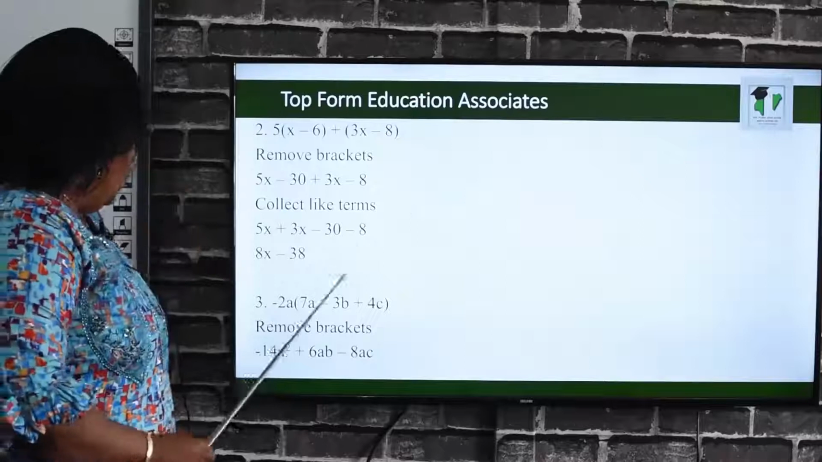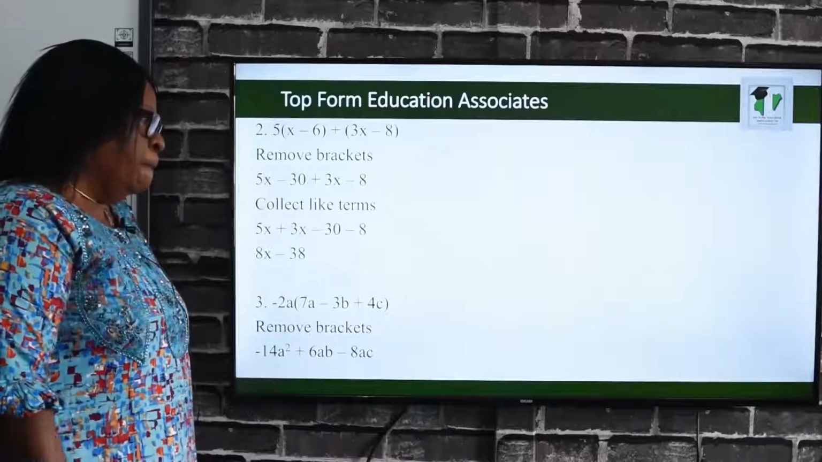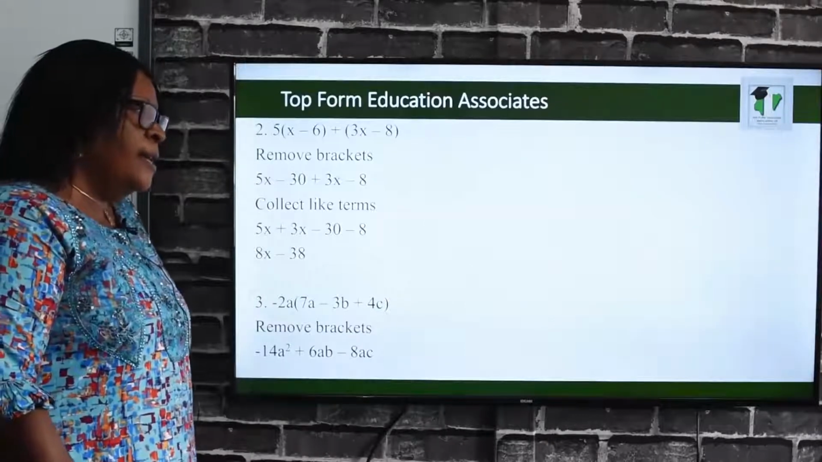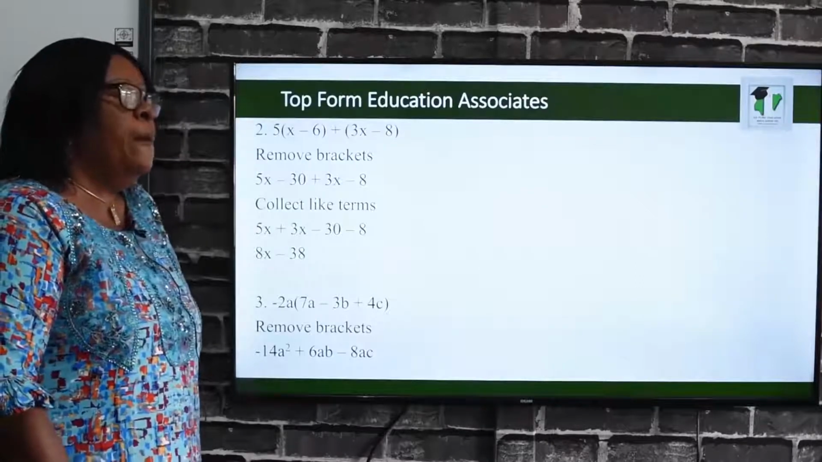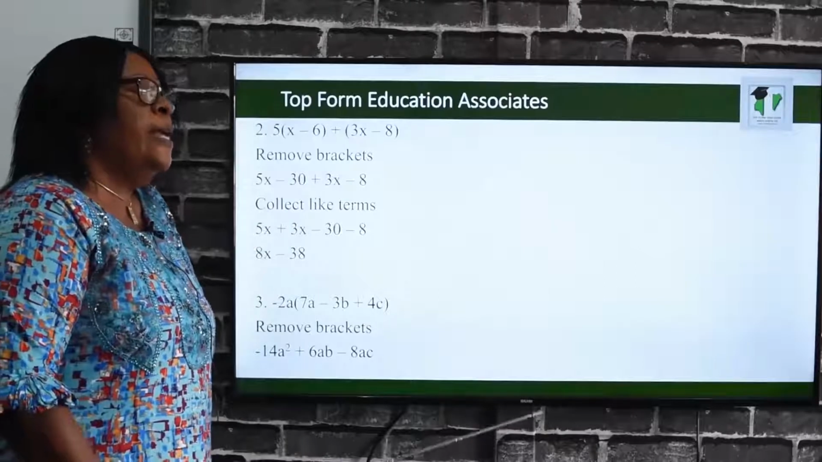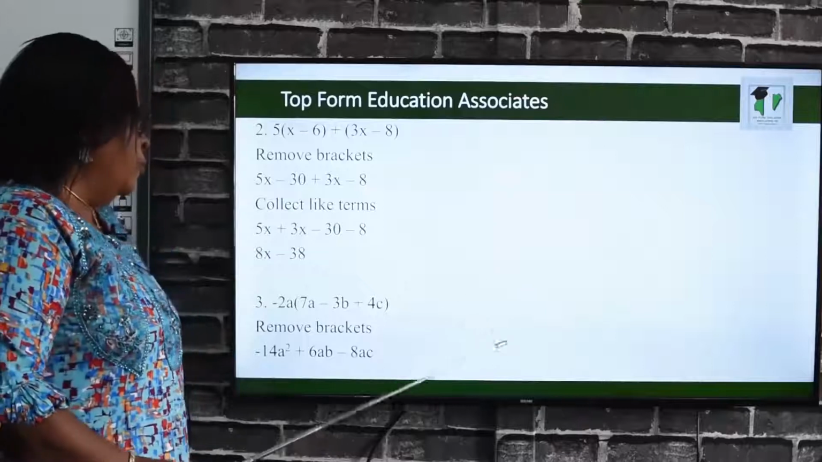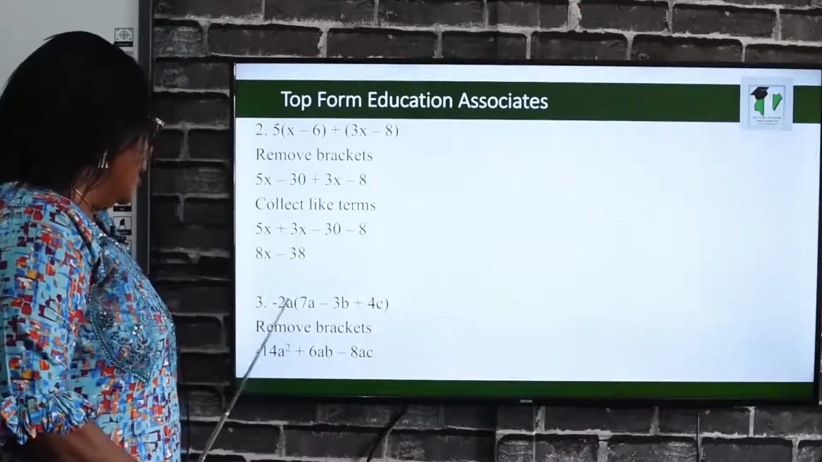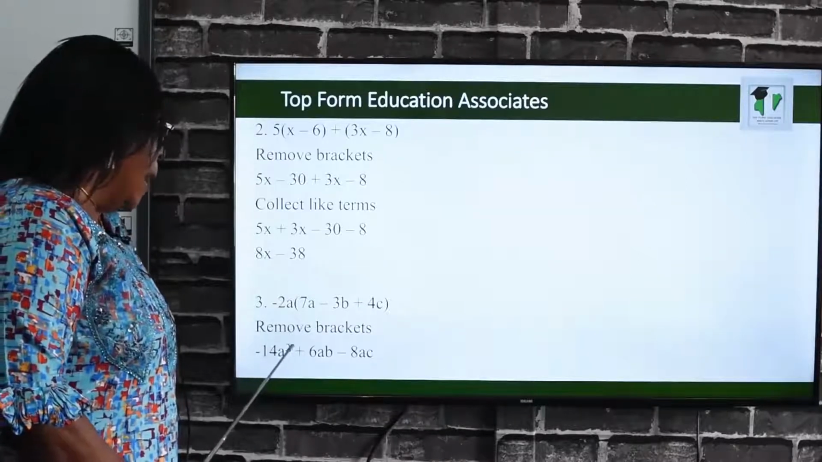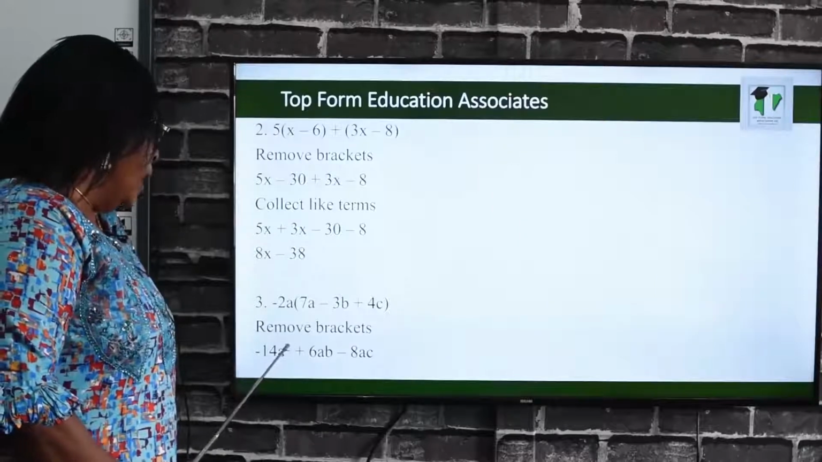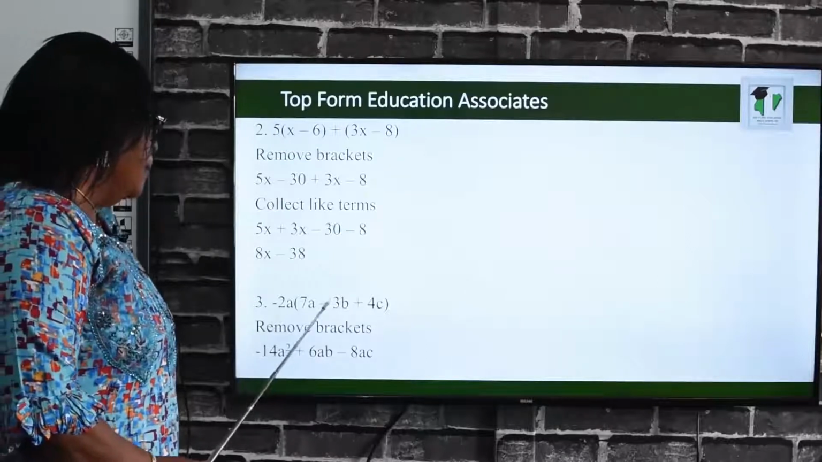Example 3. We have minus 2a into 7a minus 3b plus 4c. In this case, the multiplier is a negative number. And we say that whenever a negative number is in front of a bracket, all the signs inside the bracket will change to their opposites. What does it mean? Remove brackets. Minus 2a times 7a gives us minus 14a squared. a times a is a squared. 2 times 7 is 14. Minus 2a times minus 3b.